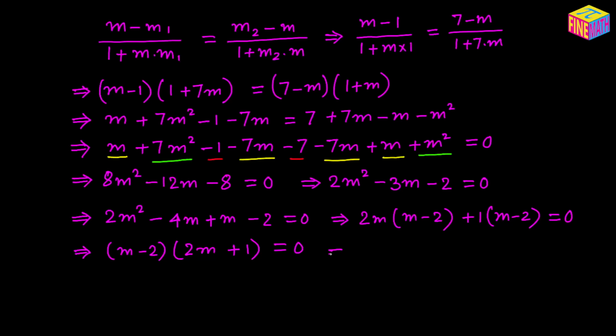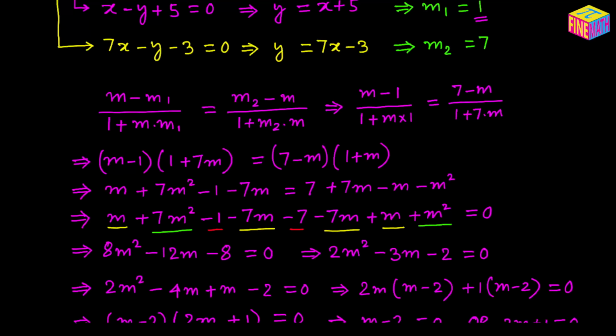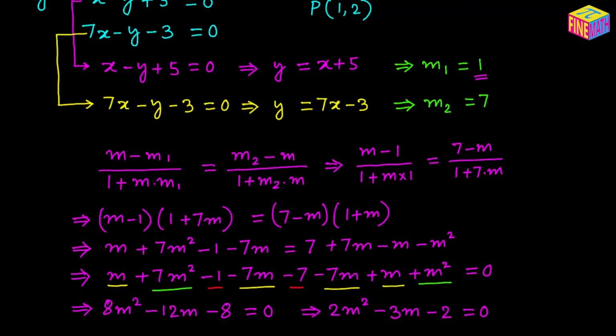And from here we can say, well, then either m minus 2 is equal to 0 or 2 times m plus 1 is equal to 0. And from here we can say, well, then definitely m is equal to positive 2 or m is equal to negative 1/2. So that would be negative 1/2. So we have found two values of m and we have to come up with the two equations. That's pretty easy because we have also been given the coordinates of the point P, and that is 1, 2.